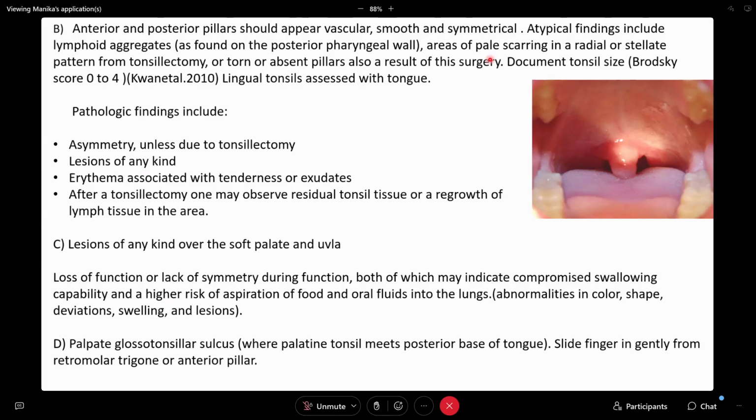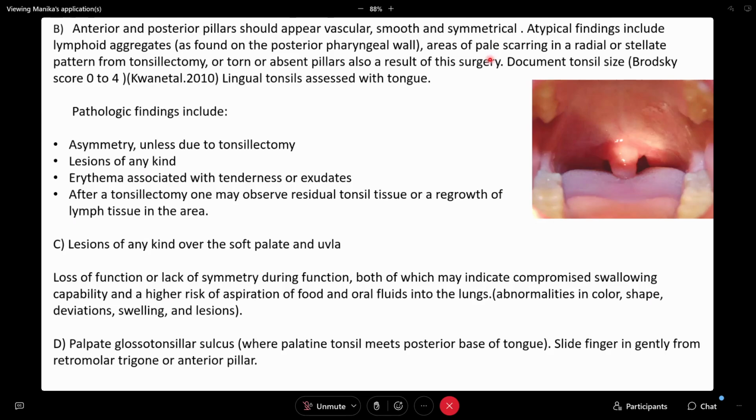Have you seen patients of base of tongue? Yes, sir. What do they say? The presentation for base of tongue is odynophagia and dysphagia. Dysphagia and odynophagia are the late symptoms.